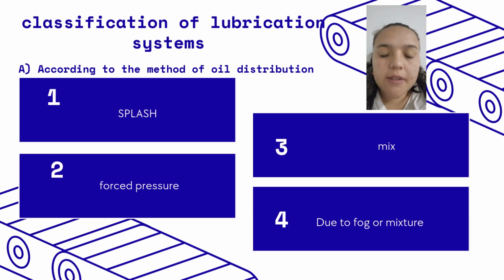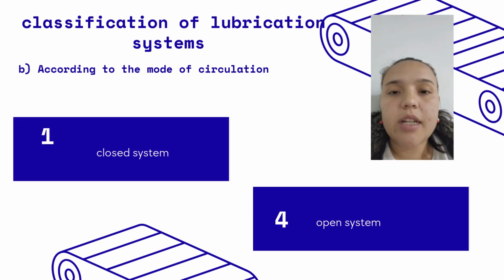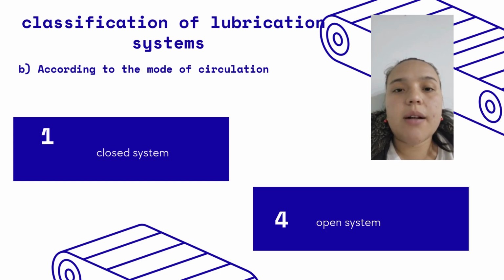Lubrication system classification. The next type is according to the circulation mode. The first is the closed system and the second is the open system. In the closed system, the oil circulates in a continuous circuit and is reused after filtering. This type is used in automobiles and industry. The second is the open system, where the oil is applied once and not recovered.